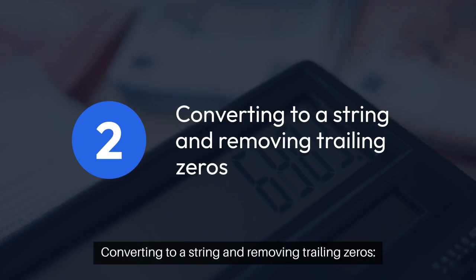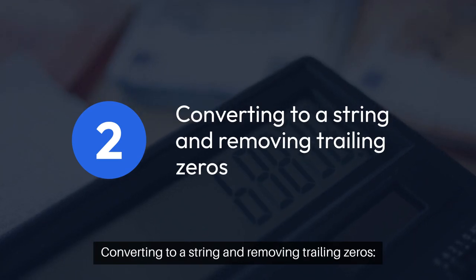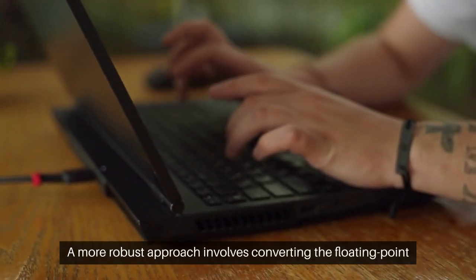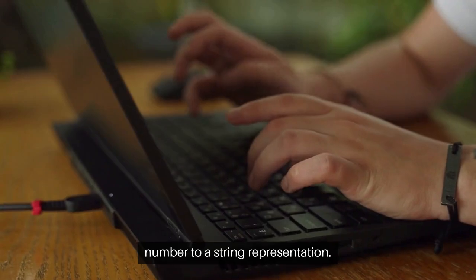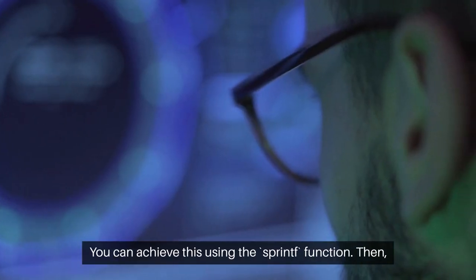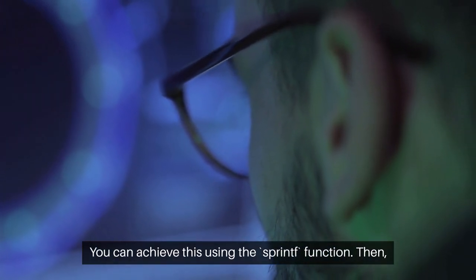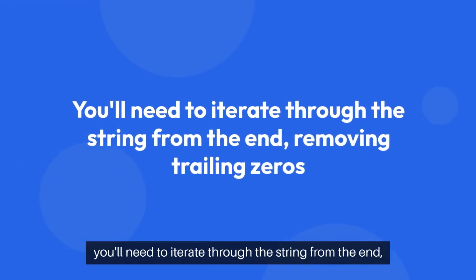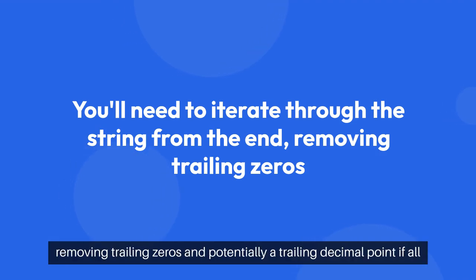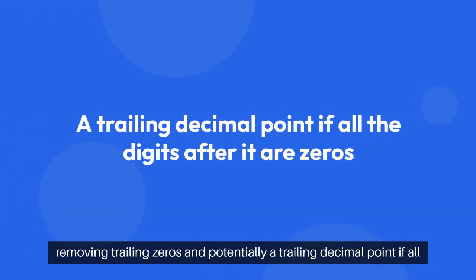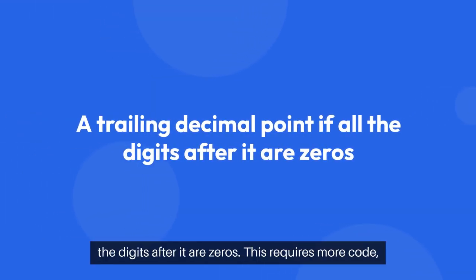2. Converting to a string and removing trailing zeros. A more robust approach involves converting the floating point number to a string representation. You can achieve this using the sprintf function. Then you'll need to iterate through the string from the end, removing trailing zeros and potentially a trailing decimal point if all the digits after it are zeros.